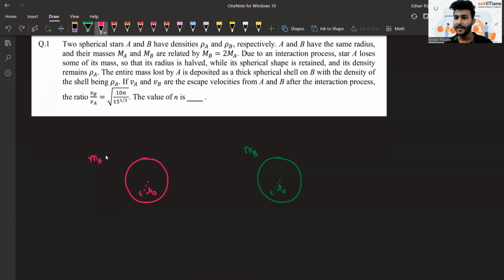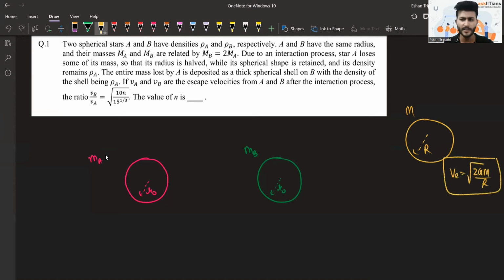Now we can easily find out the escape velocity because we know that if there's a planet of radius r and mass m, its escape velocity is basically root 2GM by r. But there is a twist in this question. It's a JEE Advanced question, there had to be something great.